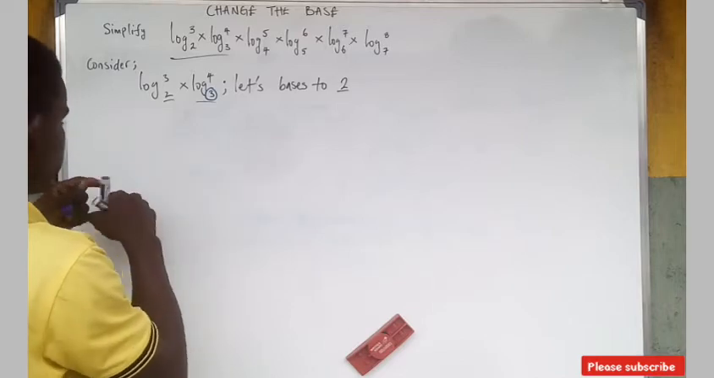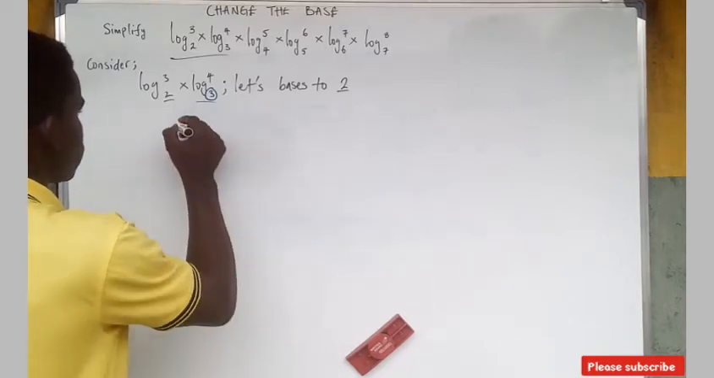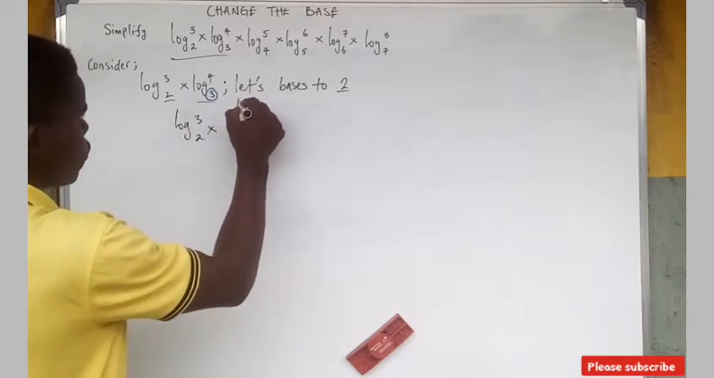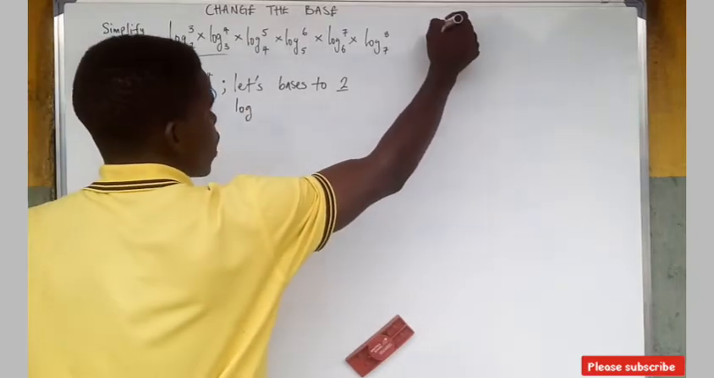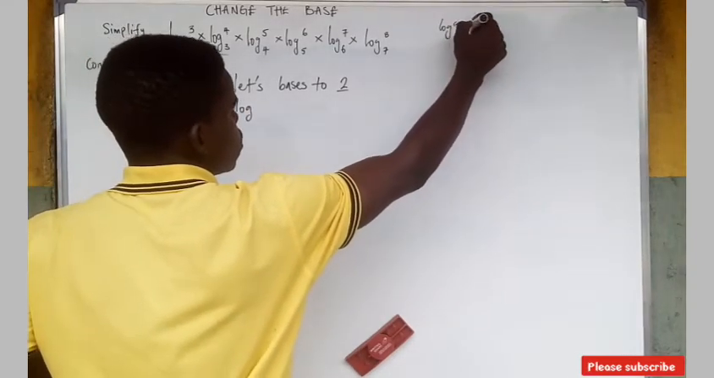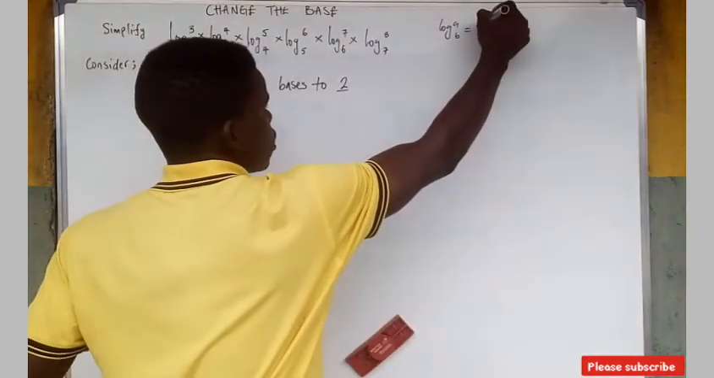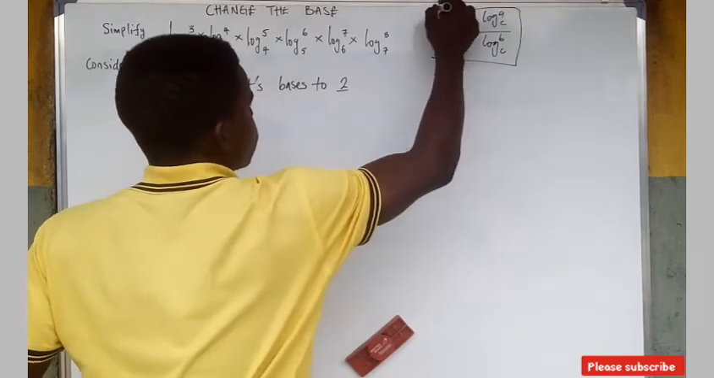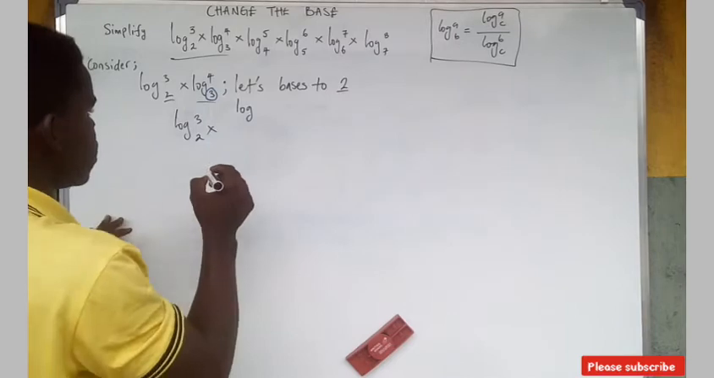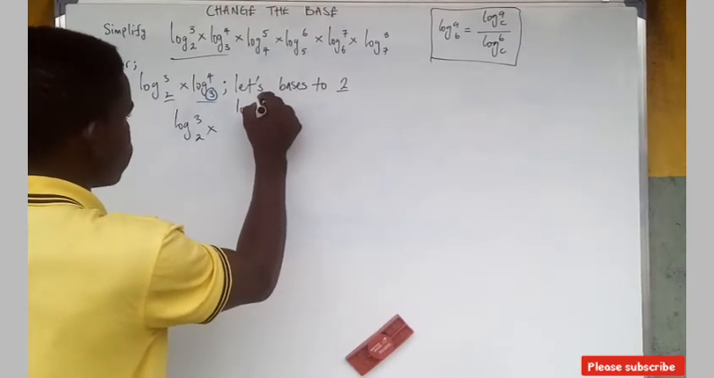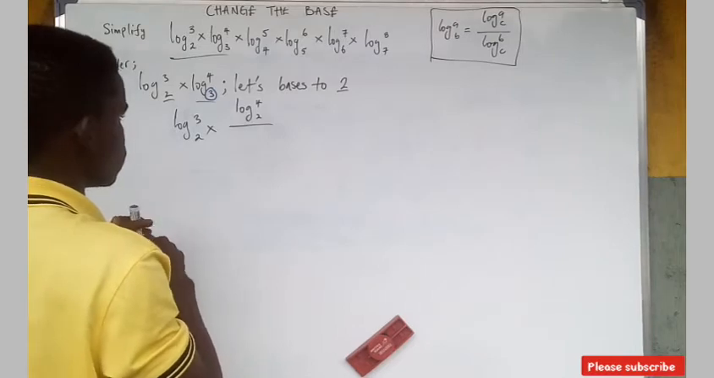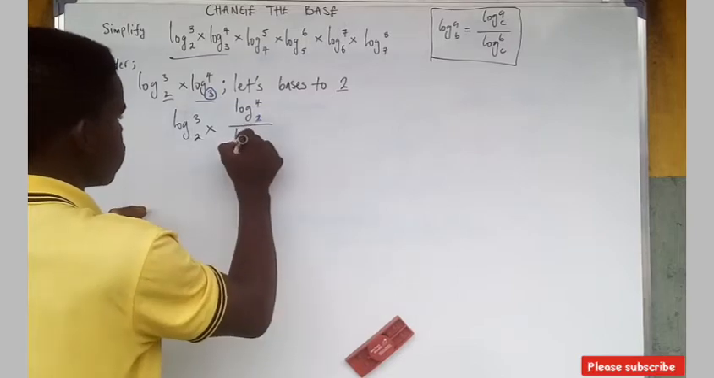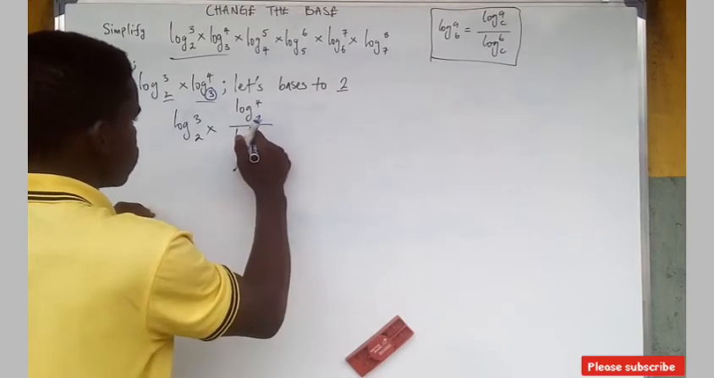So that will lead us to log 3 to base 2 times... Recall the change of base of logarithm: if you have log a to base b and you want to change it to base c, you simply say log a to base c divided by log b to base c. Applying that here, it will be times log 4 to base 2, where 2 is the new base, divided by log 3 to base 2.